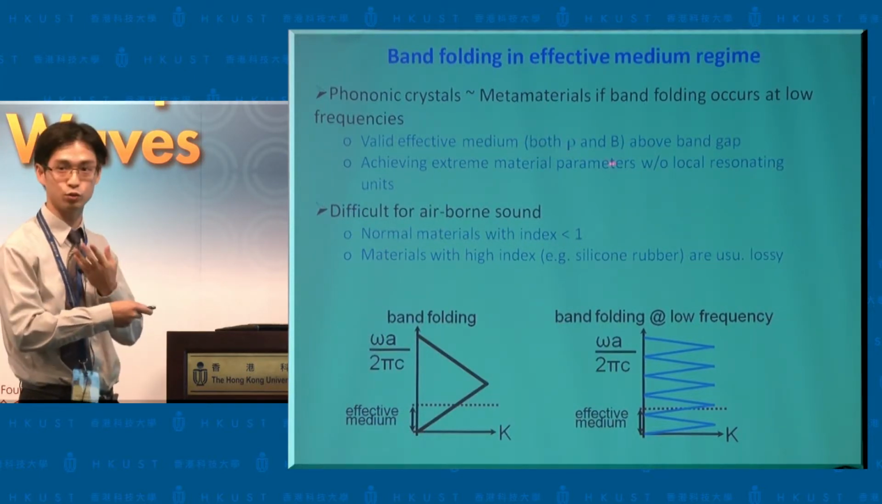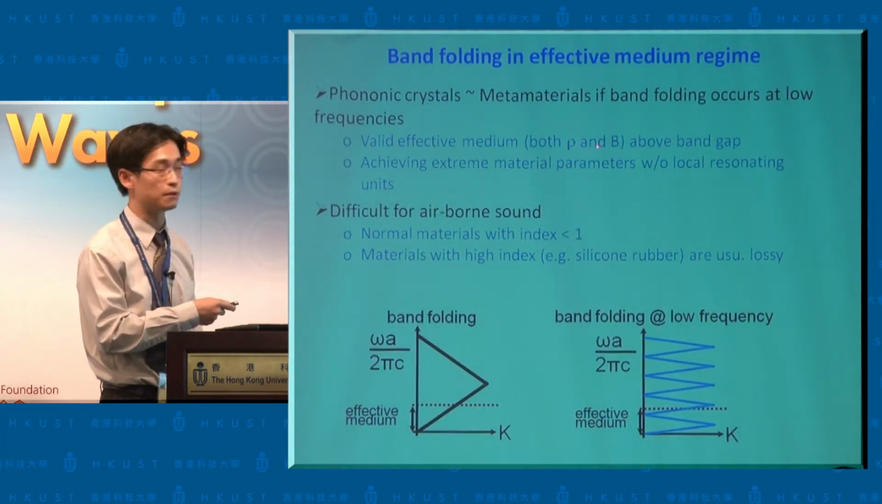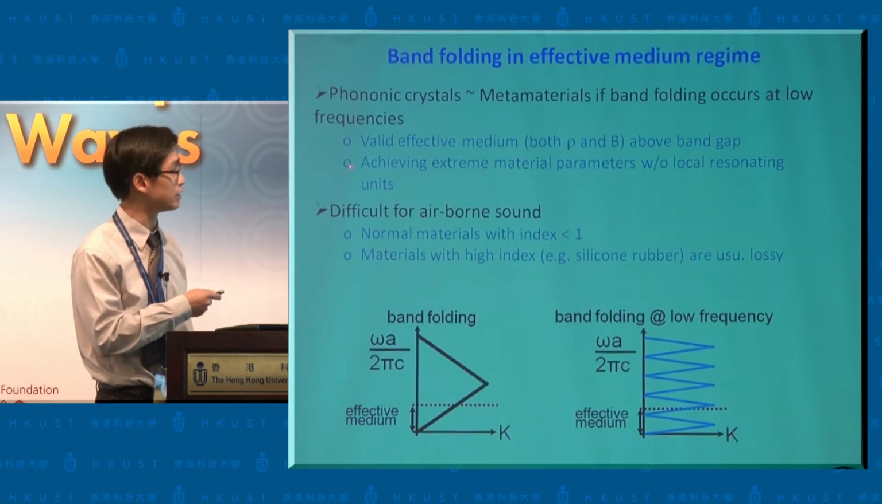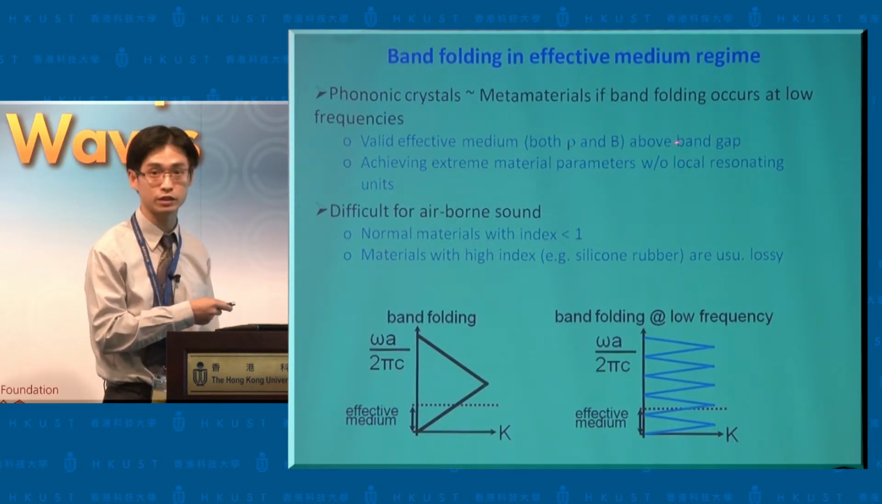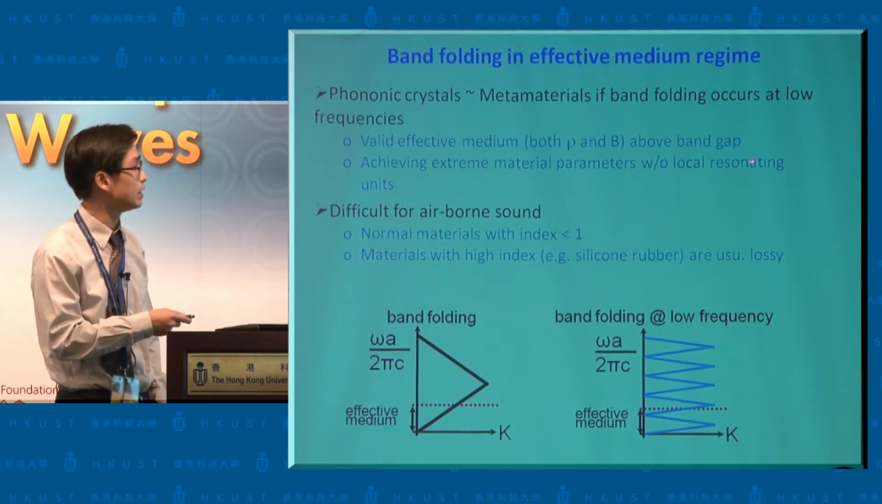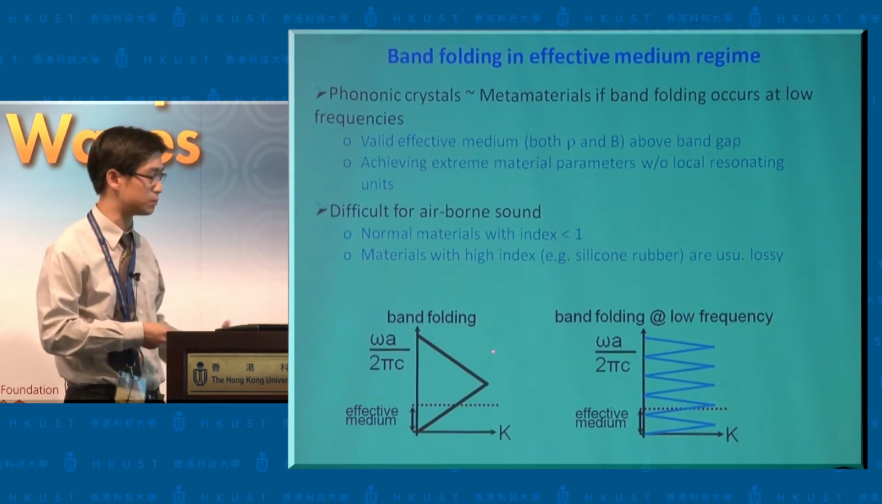So in this sense, in acoustics, what I'm mentioning here, we can have both well-defined density and bulk modulus. Even above the band gap, we can then achieve extreme material parameters without the usage of the resonating units. So here are two cartoons to show you what the motivation is.